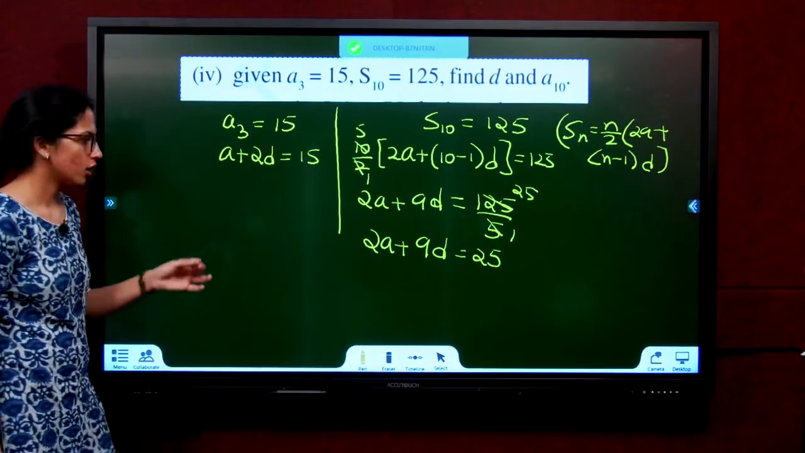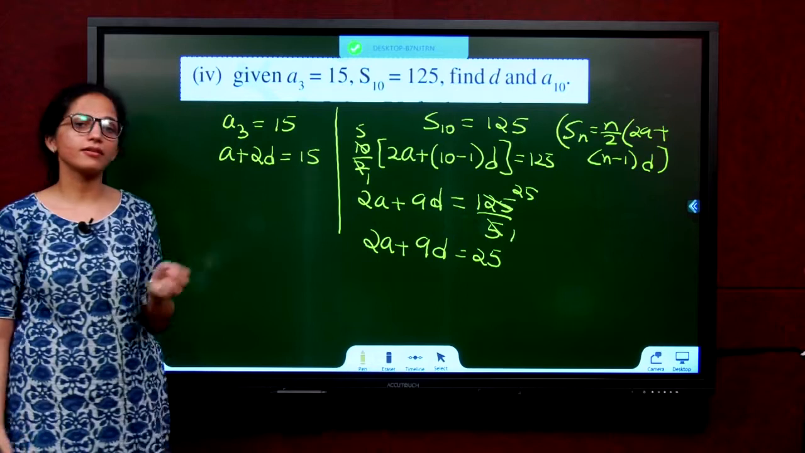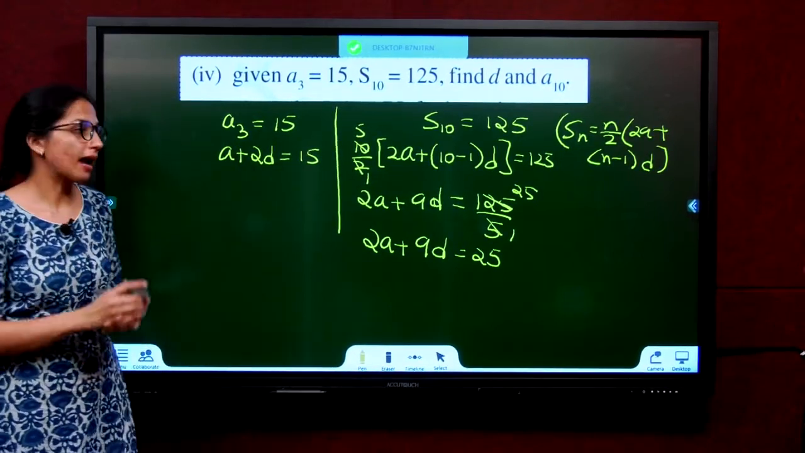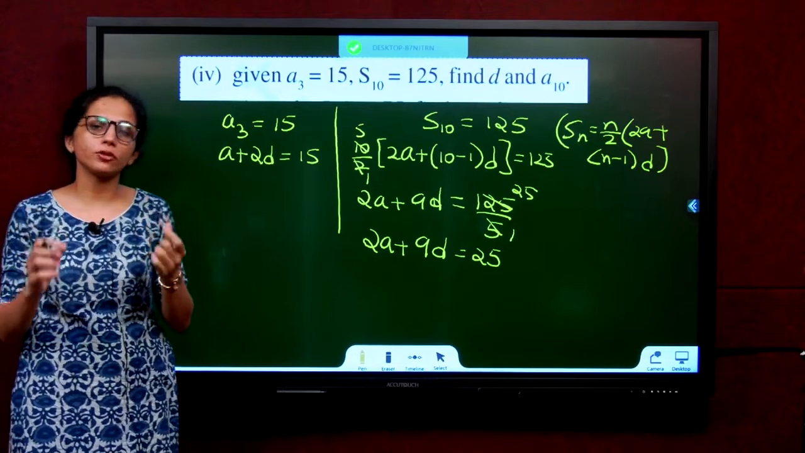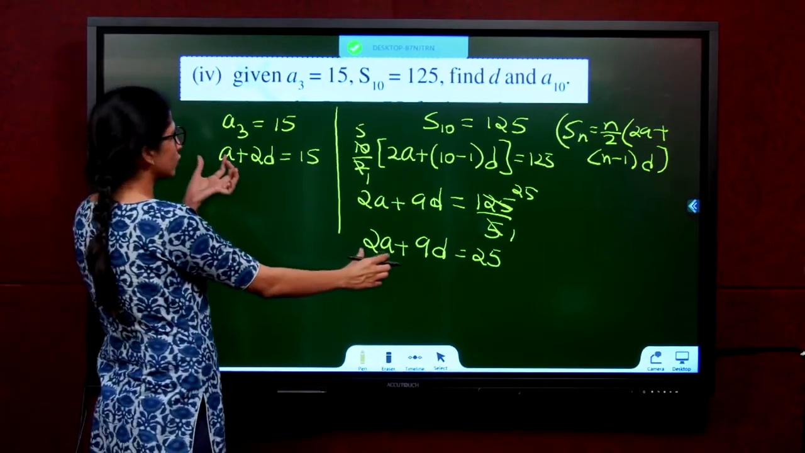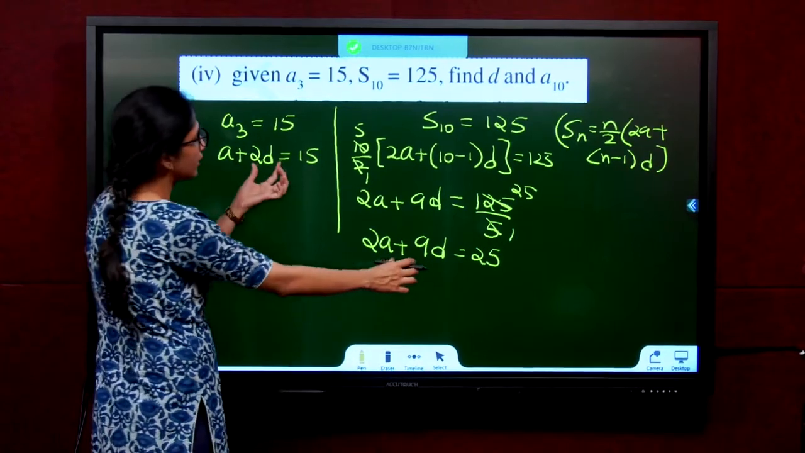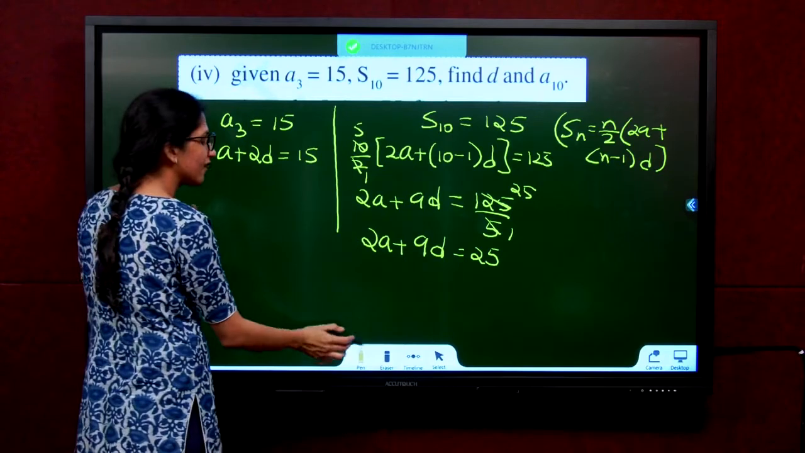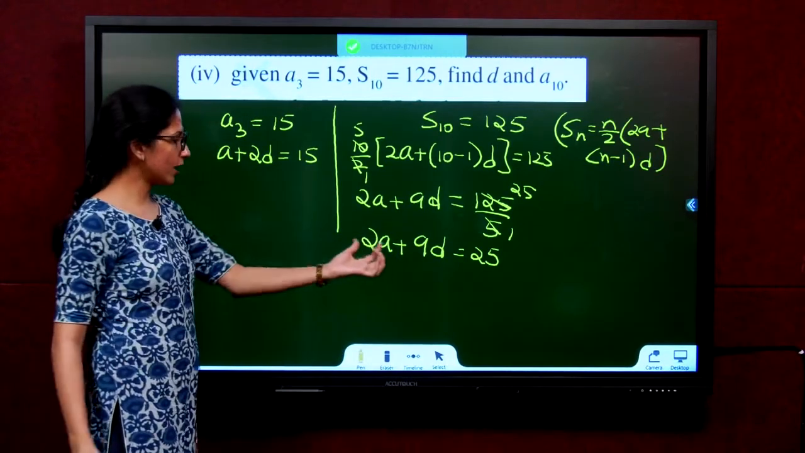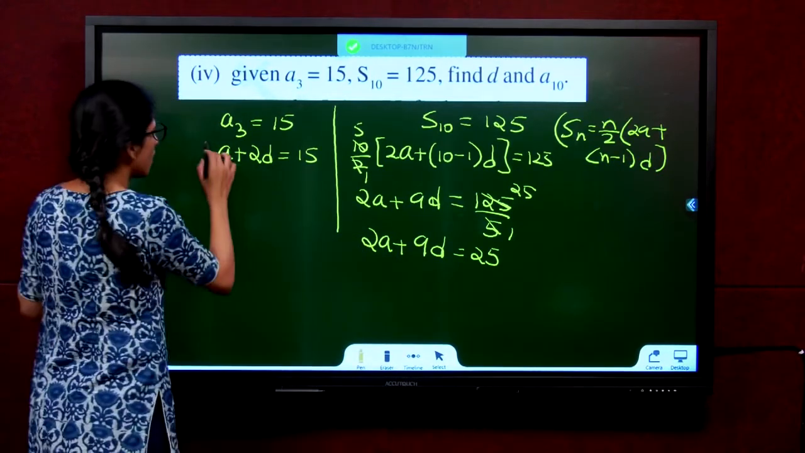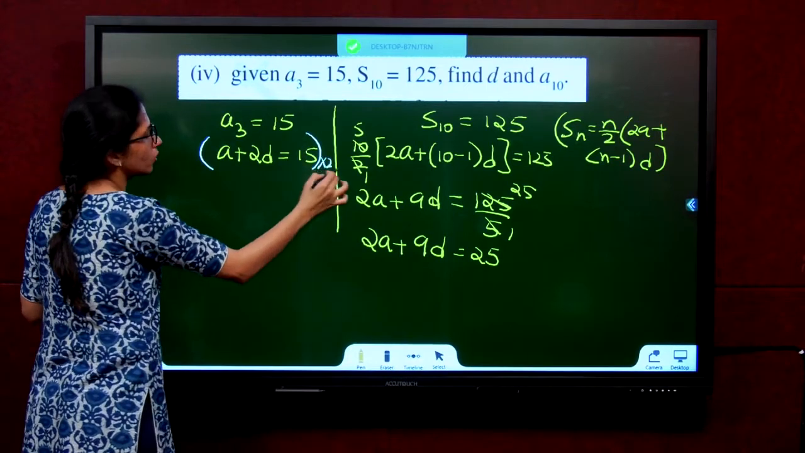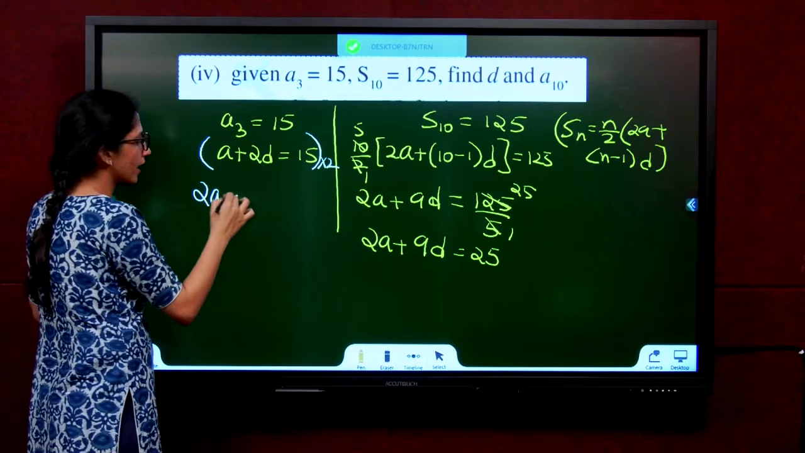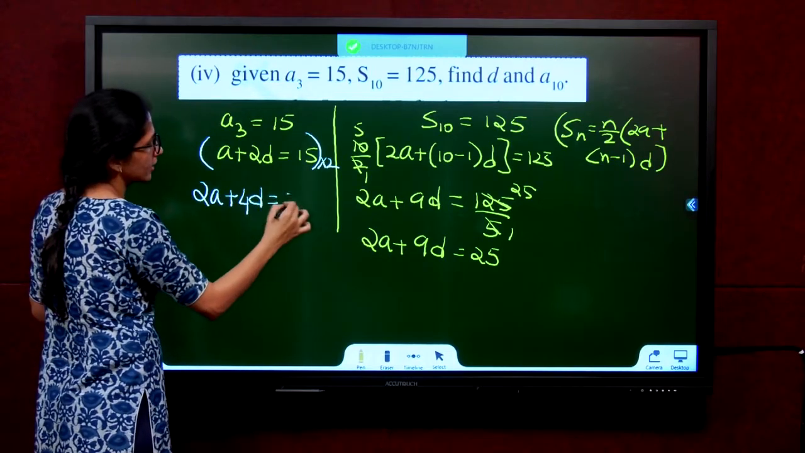Carefully listen. You cannot do equation 2 minus 1 here. Why? Because I told you in this technique at least one of the coefficients has to be the same. Meaning A and A should have the same number next to it, or D and D. As you can see, no coefficient is the same. I will make it the same. How? There is 2A here. I will create a 2A in the other equation. How? Multiply this whole thing by 2. So when I multiply this whole thing by 2, I get 2A plus 4D is equal to 30.